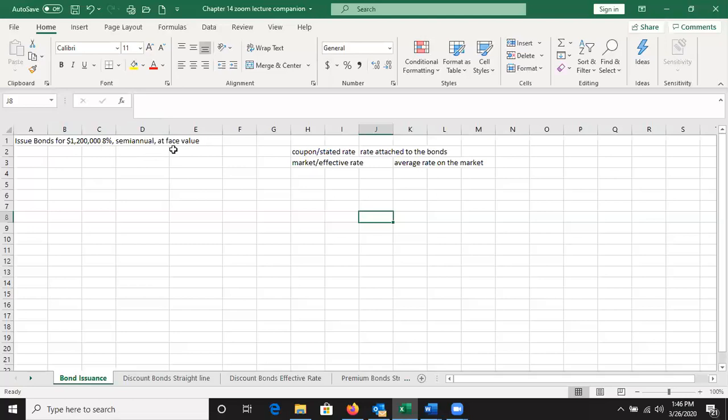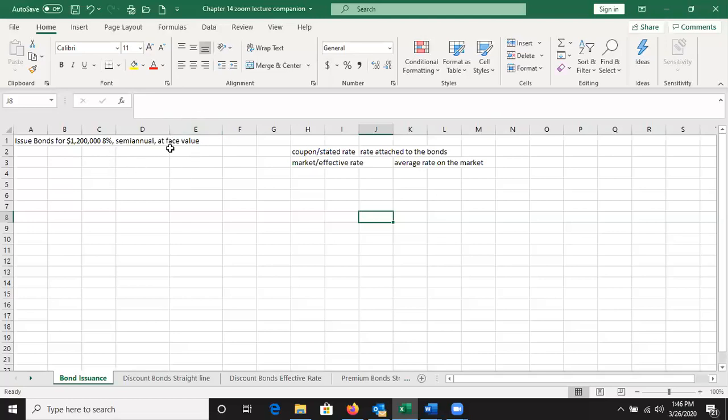That means the rate issued with the bond is the coupon rate, also called the stated rate. Okay, it's interchangeable. And again, it's the rate attached to the bonds. And the bonds are issued at face value. That means they're not issued at a discount and they're not issued at a premium. That's why there's only one interest rate here.